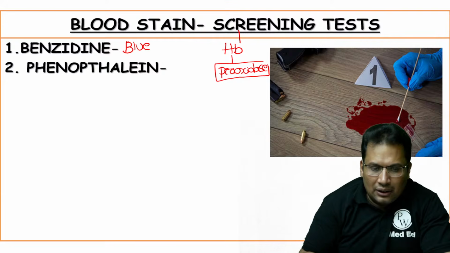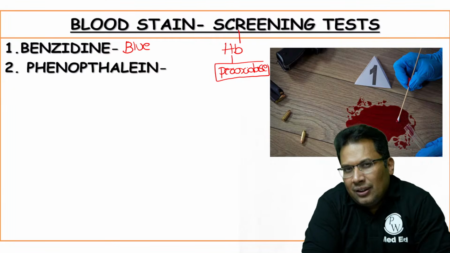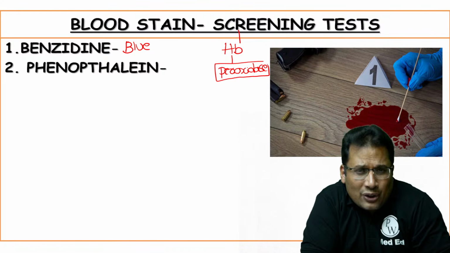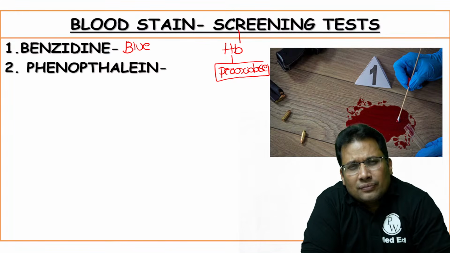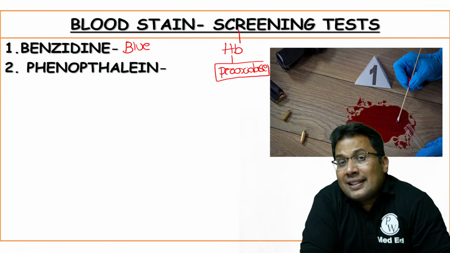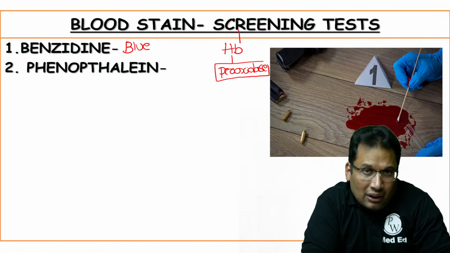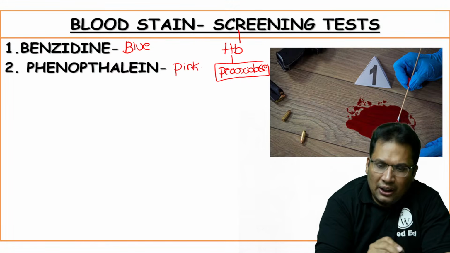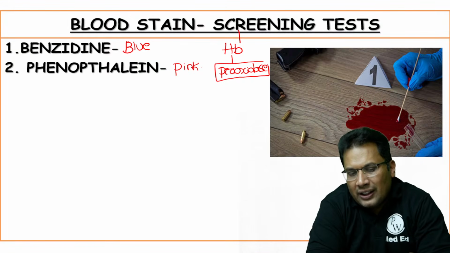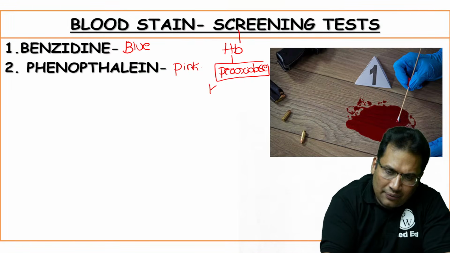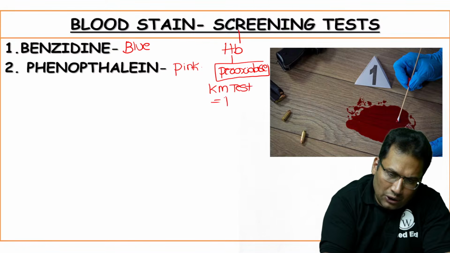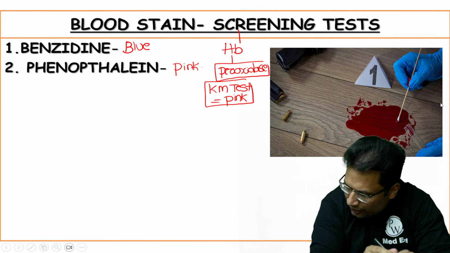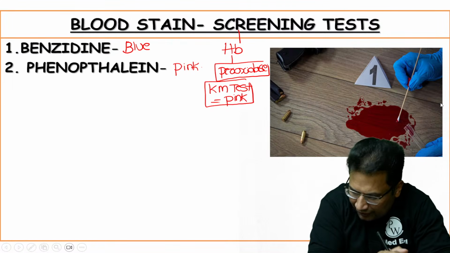Second, the phenolphthalein test. The phenolphthalein test is the most common test for blood stain. It is also known as the Kastle-Meyer test. The color is pink. P for phenolphthalein, P for pink. So all of you write in the chat box: KM test is equal to pink color. Write this in the chat box.